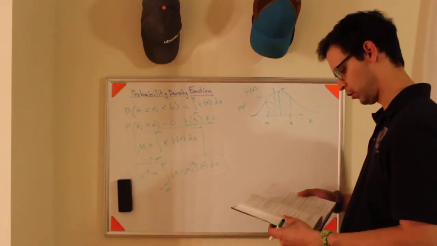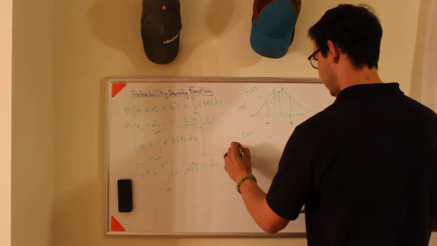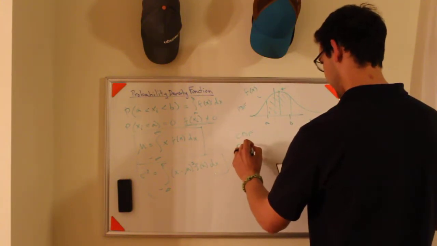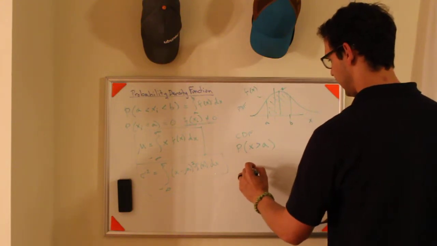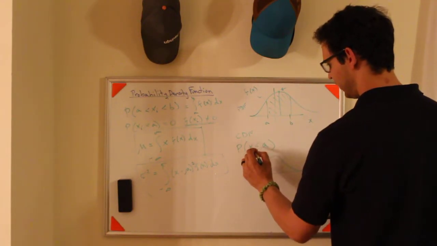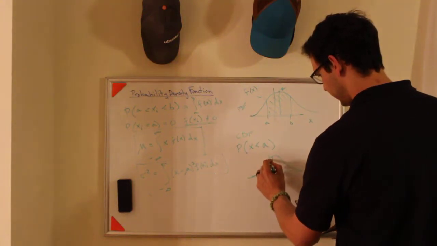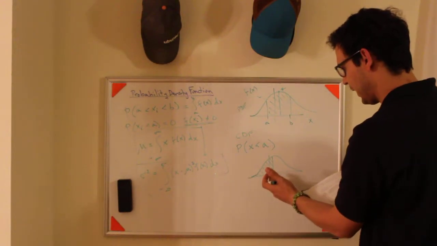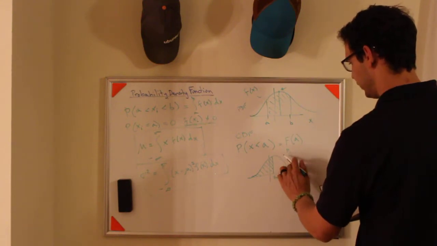The cumulative distribution function, the CDF, says things like, what is the probability that x is less than a? The book doesn't write this, but I want to do less than a. So basically it's saying draw a, and give me the cumulative distribution all the way from minus infinity up to that point a. And that is called F of a, which is the CDF function.